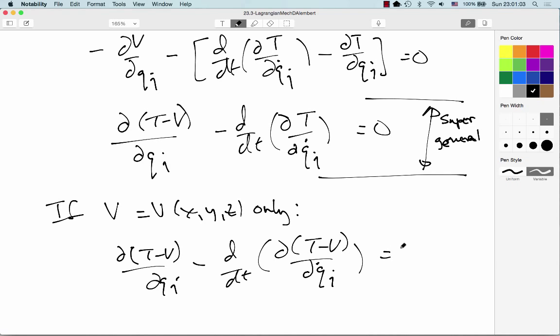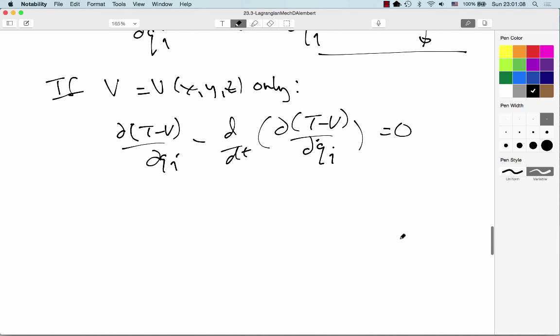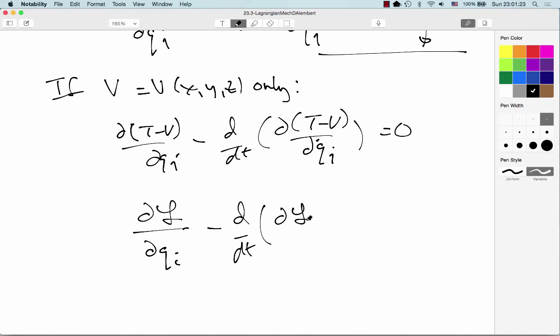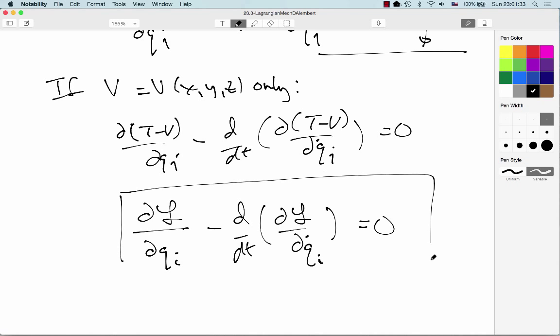And so then after all of that, I finally get Lagrange's equations of motion, having started from Newton's second law: partial L partial qi minus d dt of partial L partial qi dot equals 0. So it's an if and only if. Assume one, you get the other.